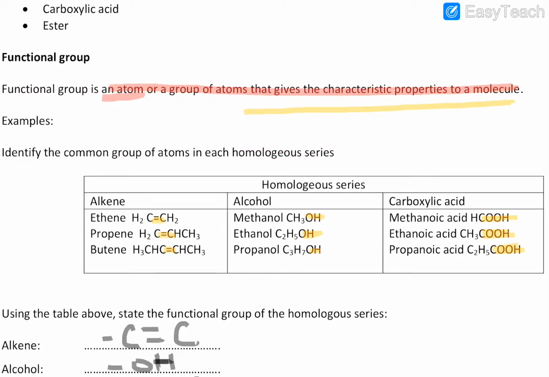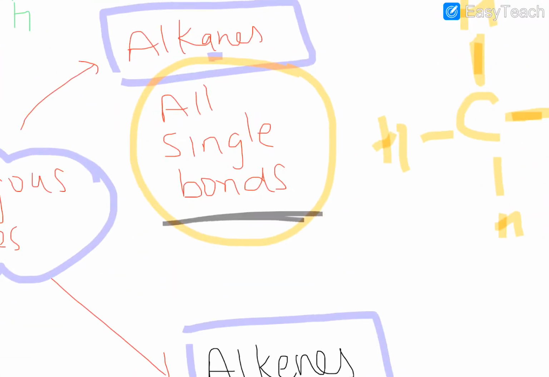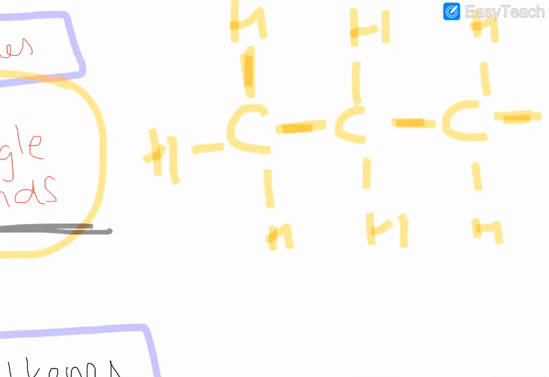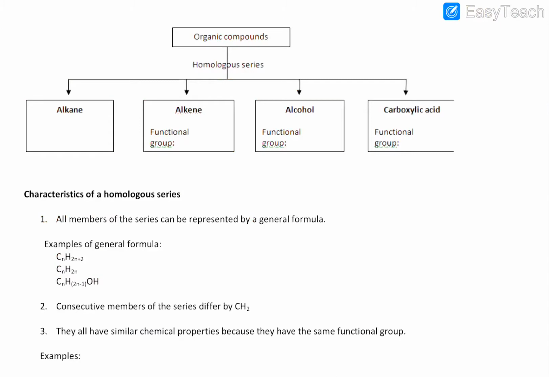For alkanes, alkanes don't have a functional group. That's not a functional group. That's just a property that alkanes have, something that you see when you look at alkanes. They are all single bonds. But alkanes don't have any functional groups. You can just put a dash there. There's no functional group for alkanes.